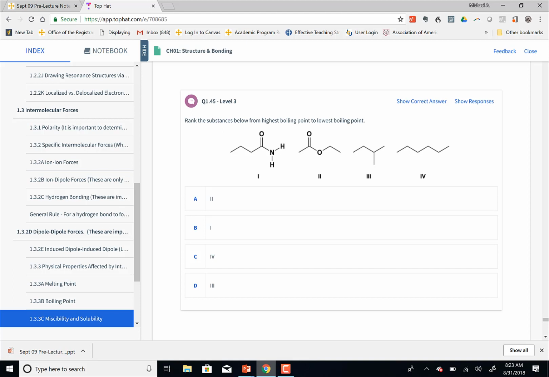Number two has dipole-dipole. So it has the second strongest intermolecular force. Number four has only dispersion, but it's a straight chained alkane with no branches. So it has the most surface area. And then the branch chain, number three, has a branch, so it's a little bit lower. Okay, so does that make sense?